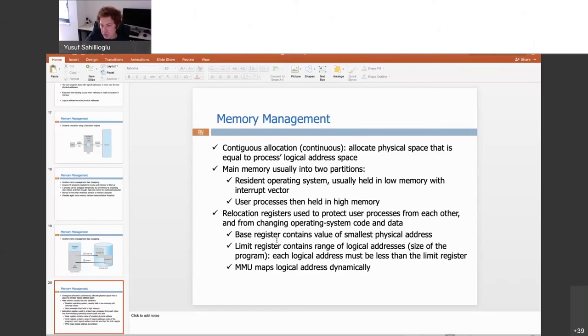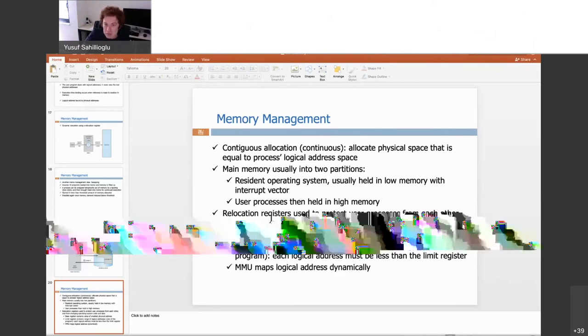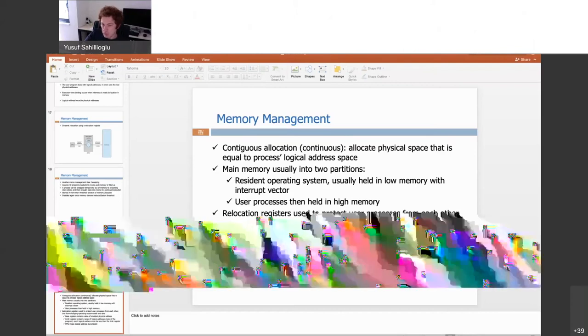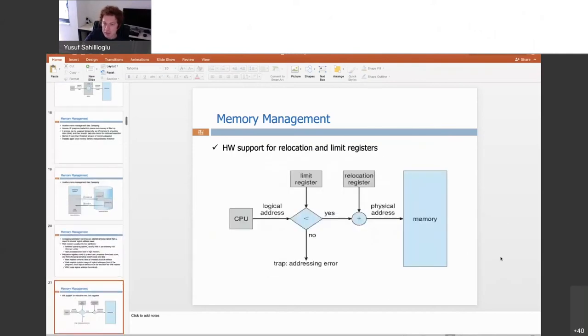The base register contains the value of the smallest physical address, as we have seen. And then we do some offsets, so we add to that. We never subtract from that. The limit register, the size register, contains the range of logical addresses. So a logical address must be less than the limit register to prevent overshooting. And the memory management unit maps logical addresses dynamically.